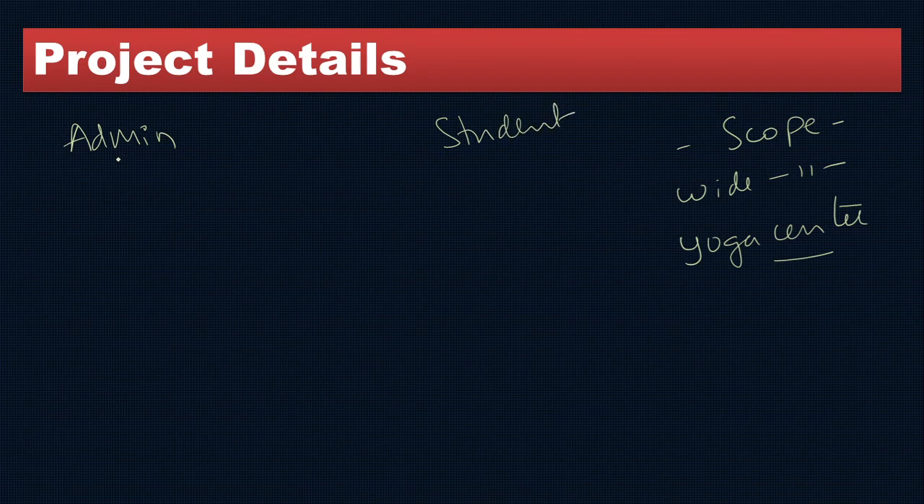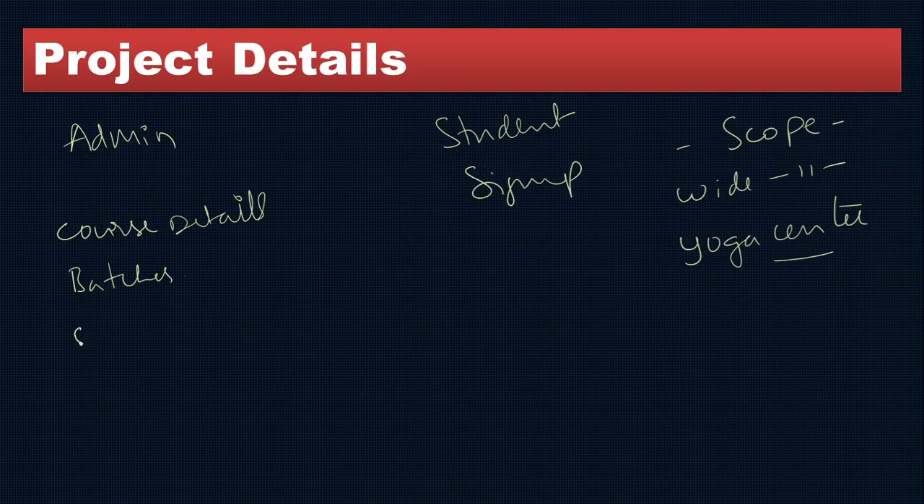In admin they can log in and go to the main page. Here they can enter what are the yoga courses they conduct, whether a long-term course or short-term course. All this we can enter in the course details. Next is the batches, when these batches will occur. On the other side, a student can sign up. If they sign up, we need to give the student approval. We check the student details and then give approval, and only then can they log in.